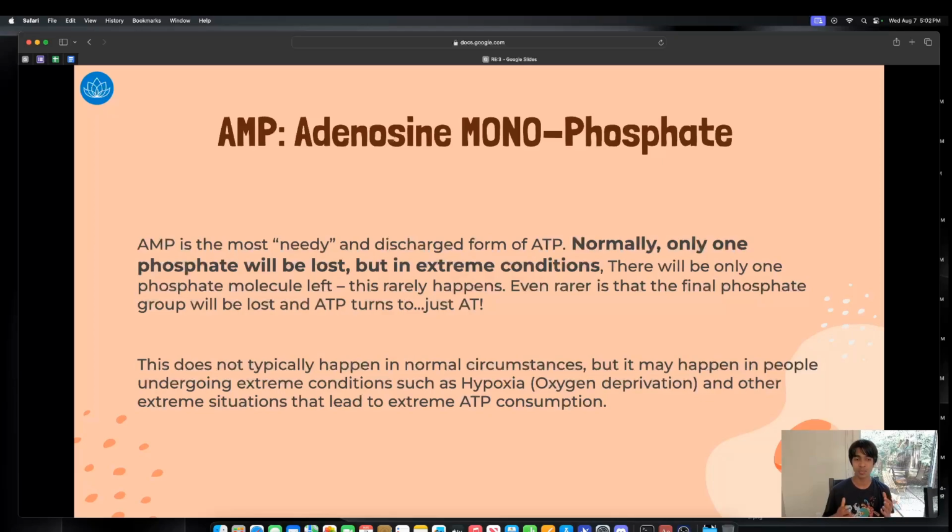And this does not typically happen in normal circumstances, but it may happen in people undergoing extreme conditions such as hypoxia, which is oxygen deprivation, and other extreme situations that can lead to extreme super fast ATP consumption.